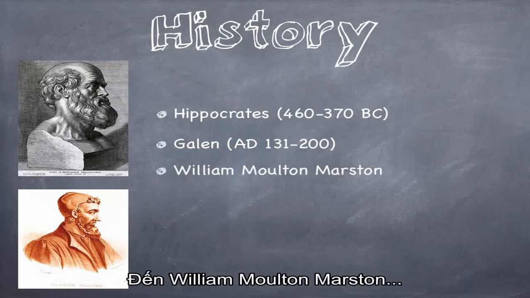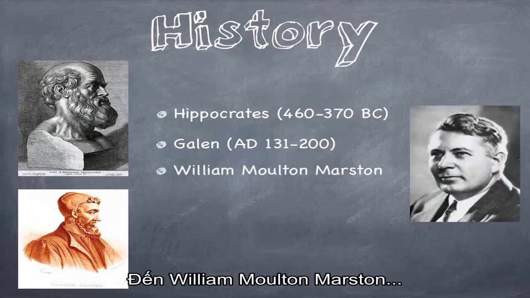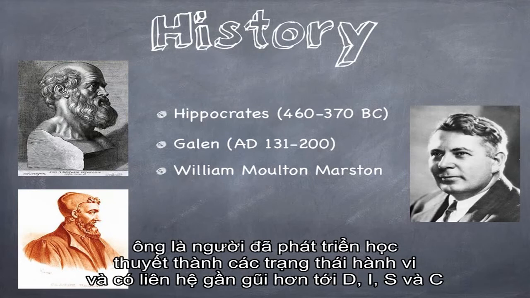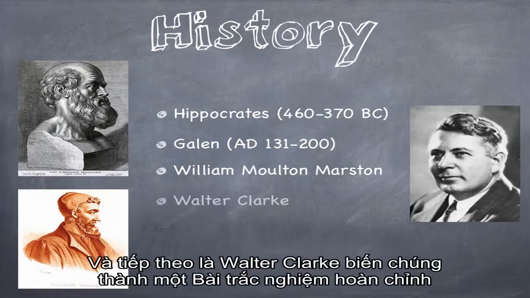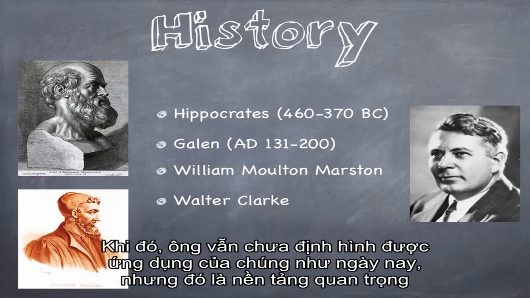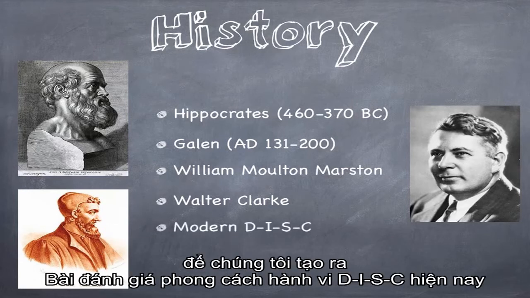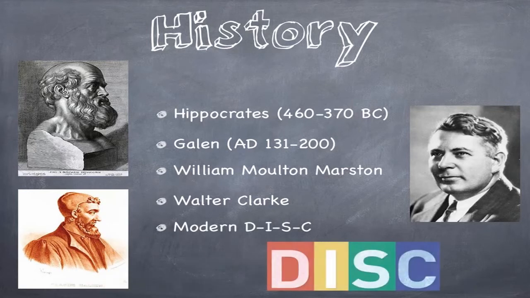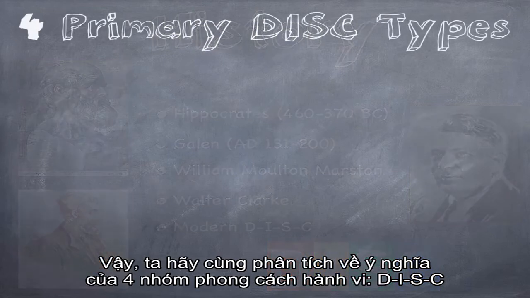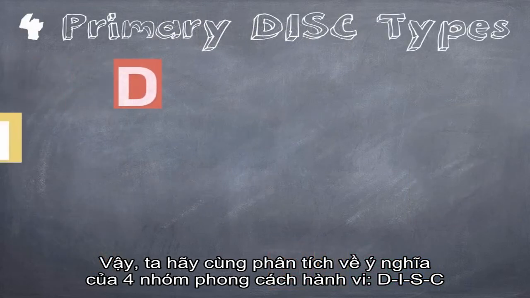But it was William Marston who further developed it into the behavior sets that connected it closer with D, I, S, and C. And it was Walter Clark who then put it into an assessment form, where he didn't have an idea of how it would be used today, but it became that foundation that we have for today's modern DISC. So let's look at the four components of what D, I, S, and C stand for.